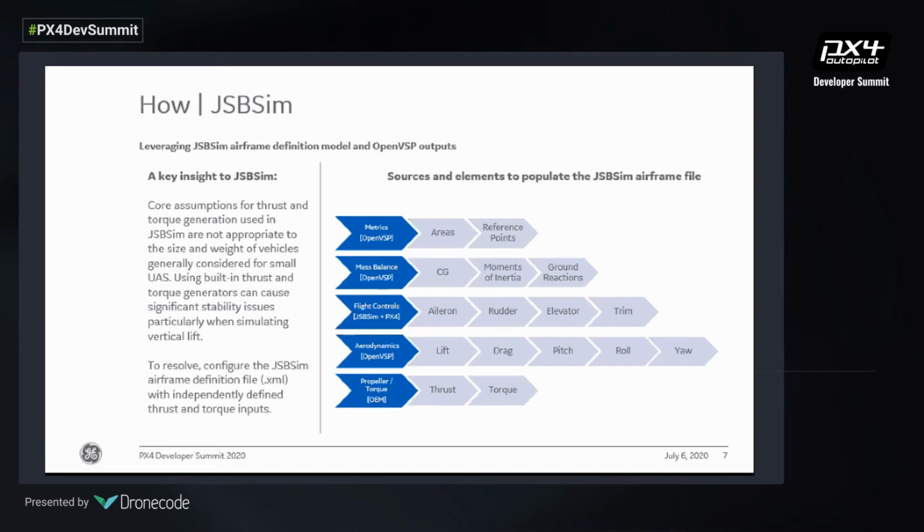And so using the built-in thrust and torque generator could lead to some instability issues, specifically when simulating vertical flight. So what we did is, because JSBSim is very extensible, the XML definitions support calculating and applying forces directly. So we were able to model the thrust and torques directly as forces in JSBSim. So that was able to circumvent that torque generator assumption internal to JSBSim without modifying JSBSim directly. So we found that to be sufficient and a very helpful thing for us.